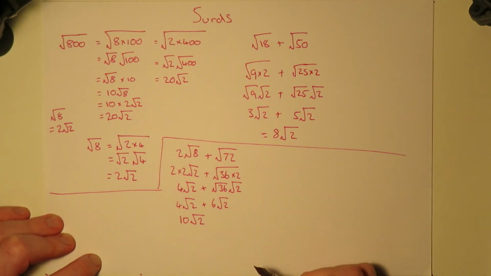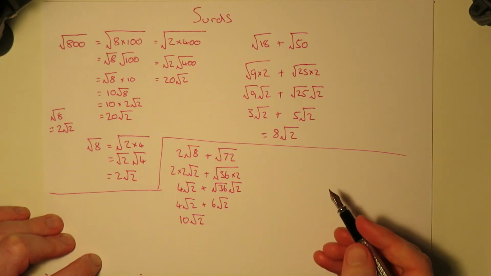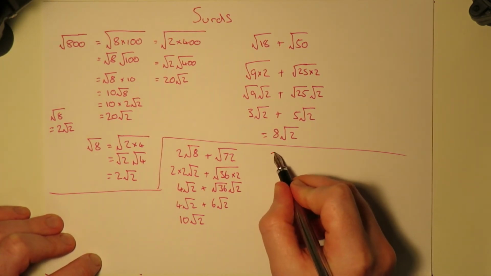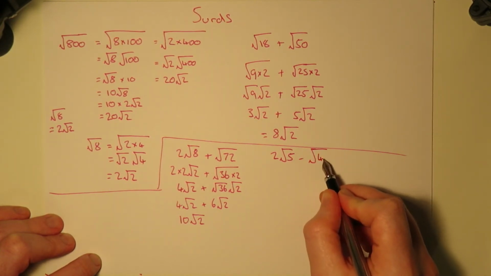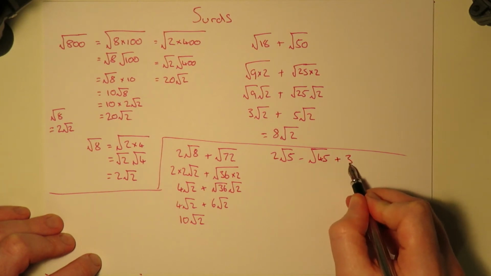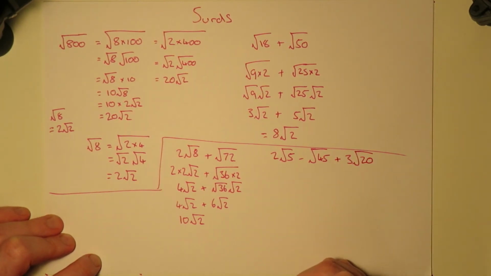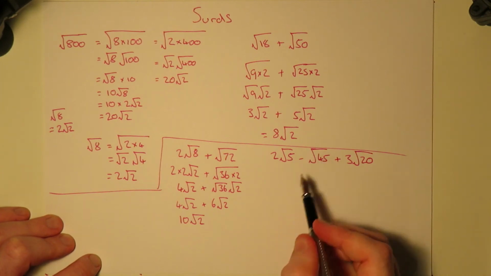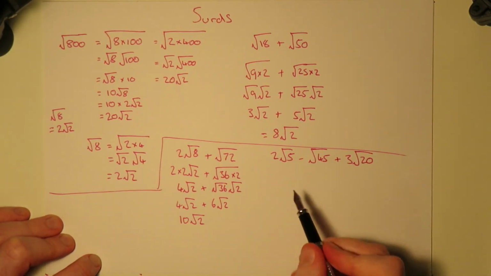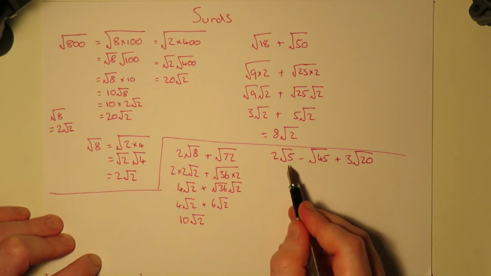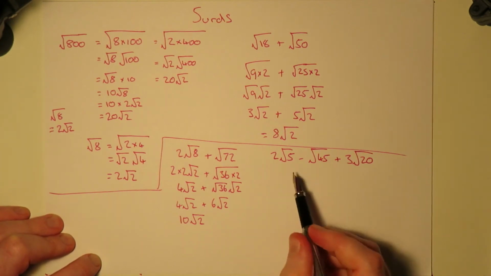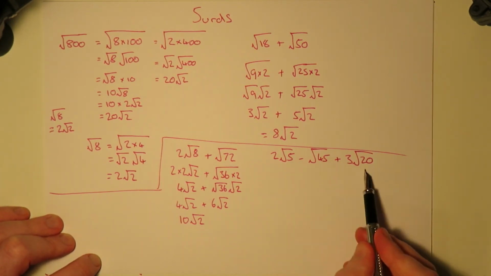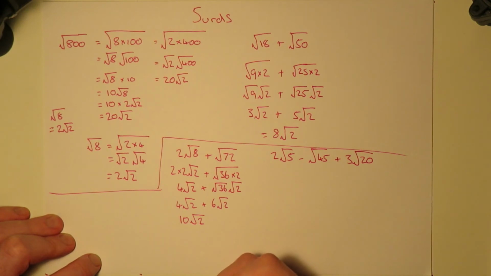And I'll go through one more example, and then I think I'll finish this video. Let's try one a little bit different. We'll go with 2 root 5 minus root 45 plus 3 root 20. Have a go at this, pause the video. I should point out here that 5 is a prime number, so root 5 can't be split up. That actually helps you out, because that tells you that these two are also going to have to be in terms of root 5.